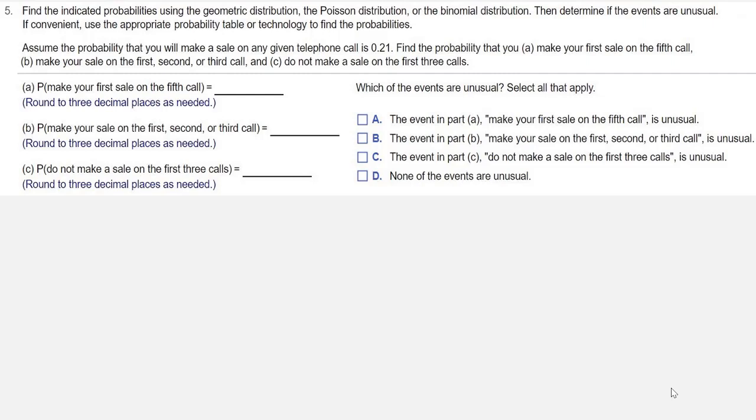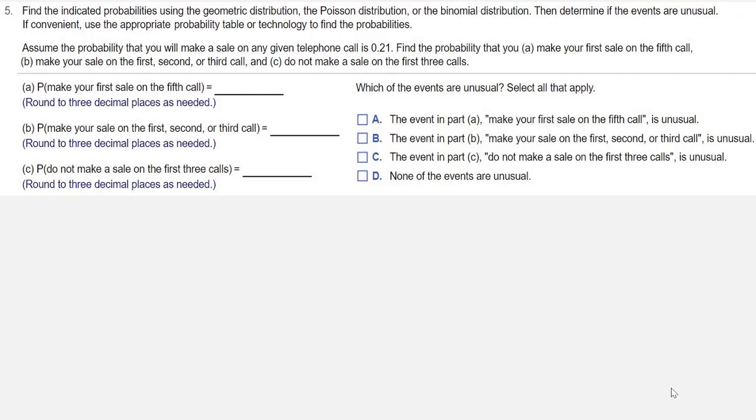Assume the probability that you will make a sale on any given telephone call is 0.21. Find the probability that you A, make your first sale on the 5th call, B, make your sale on the 1st, 2nd, or 3rd call, and C, do not make a sale on the first 3 calls. So before we can do anything else, we have to decide what kind of probability distribution we're looking at.